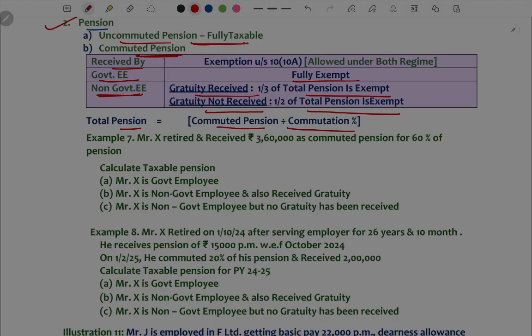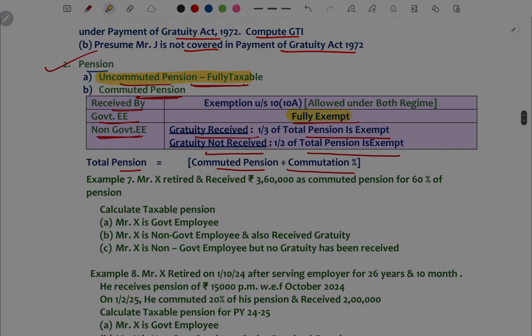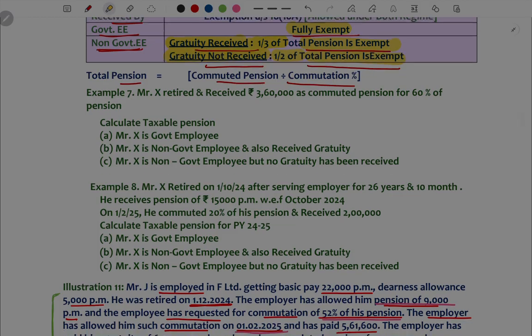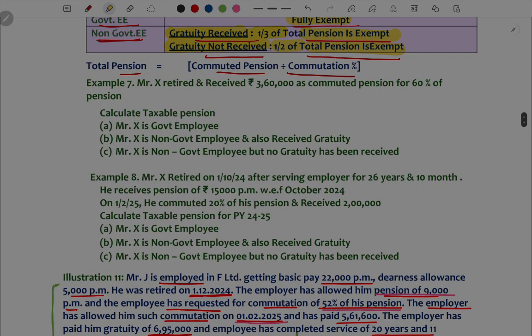The total pension is equal to commuted pension divided by commutation percentage. The meaning is really simple: if you're a government employee, then you are fully exempt on the pension, you don't have to see anything. But yes, uncommuted pension is fully taxable. If you are a non-government employee and you receive gratuity, then 1 by 3 of total pension will be exempt. And if gratuity is not received, then 1 by 2 of the total pension is exempt. And what would the total pension be?